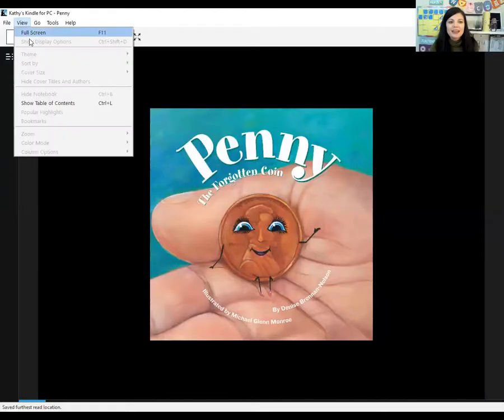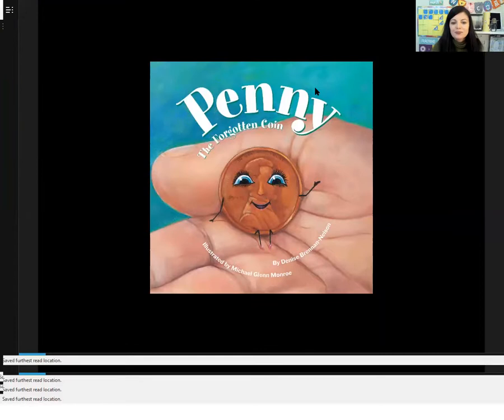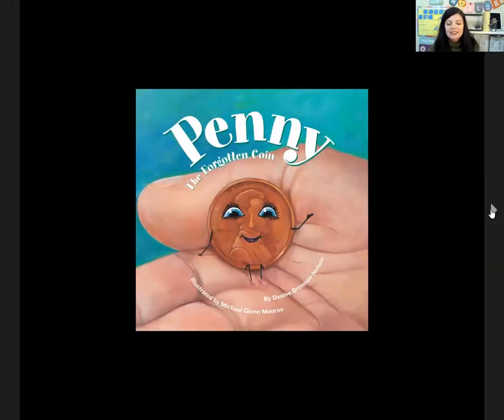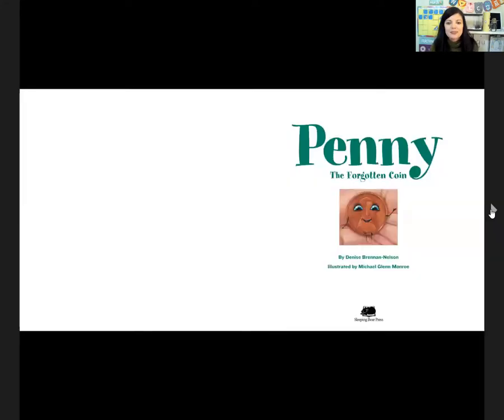Okay, so let's read this story together, and it is called Penny the Forgotten Coin. This story was written by Denise Brennan-Nelson, and the pictures were drawn by Michael Glenn Monroe. Penny, the Forgotten Coin.